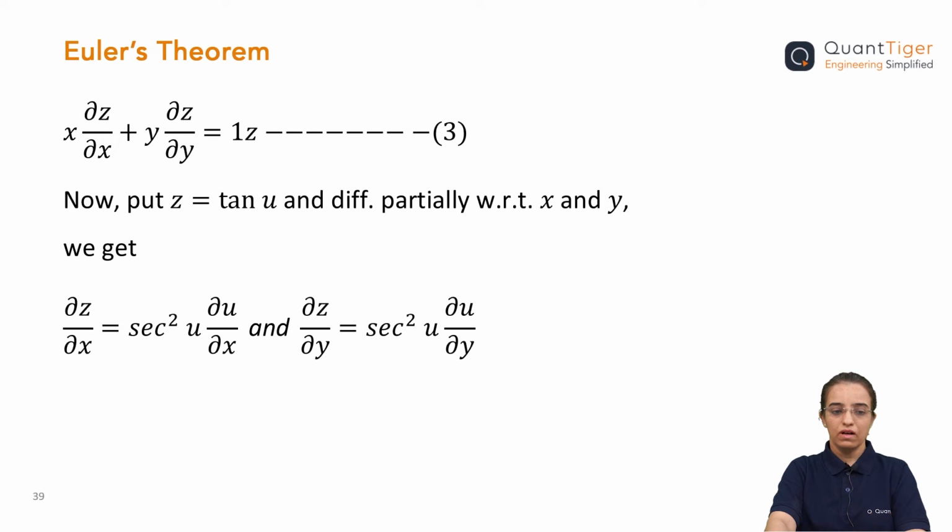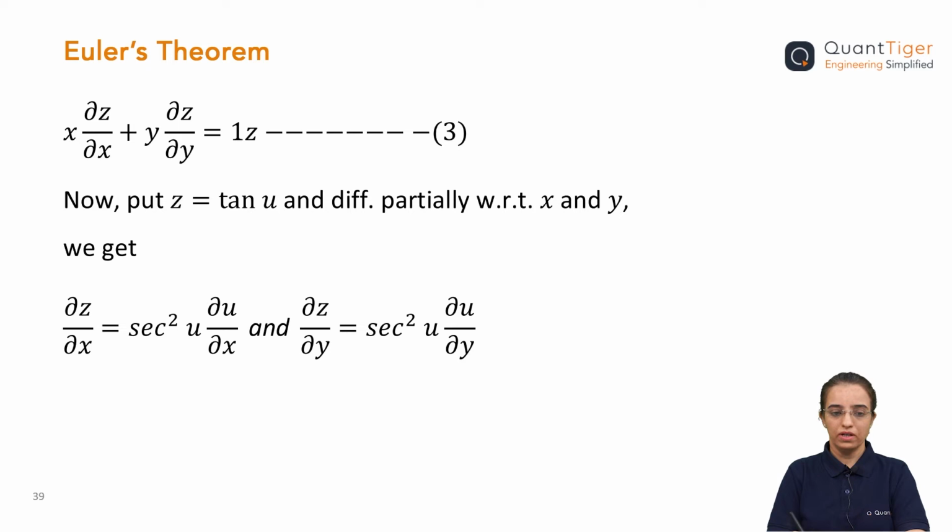Now if you look at the given question, it is given in the form of u. It doesn't have z. Z is something which we have considered. So the final answer should be in terms of u, not in terms of z.